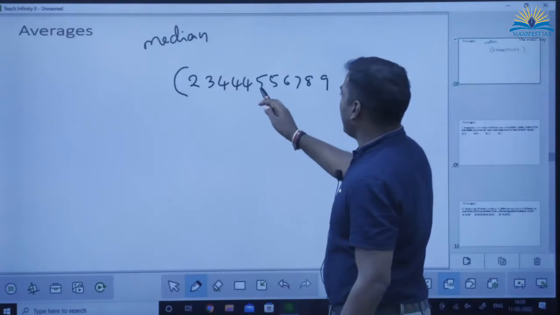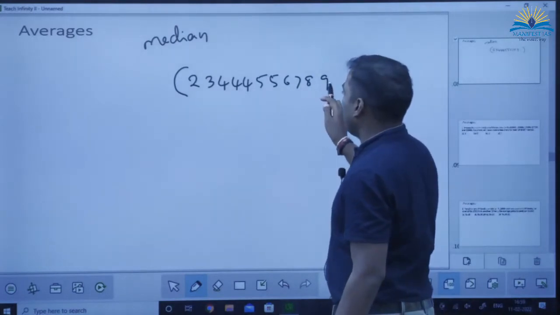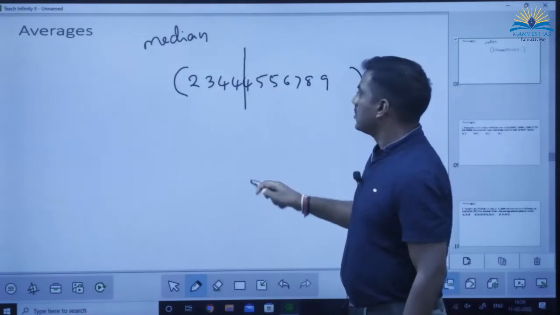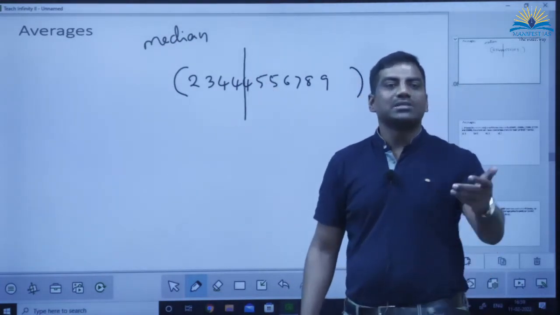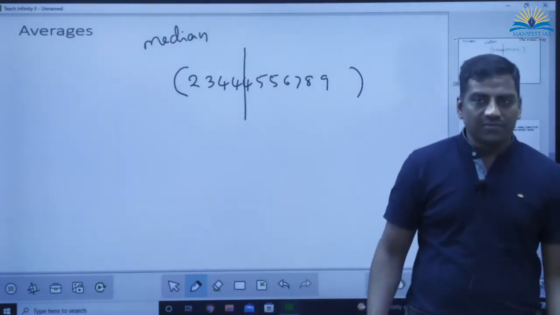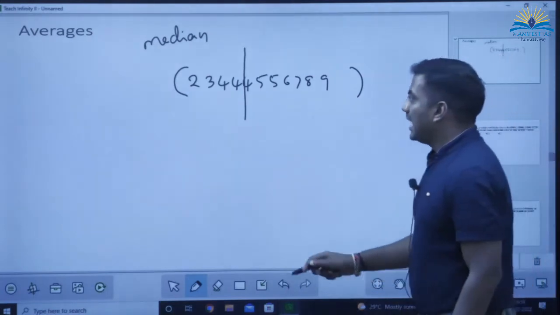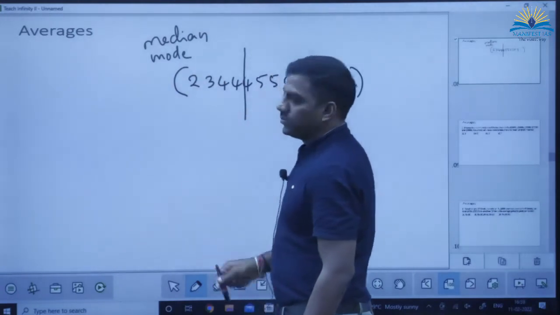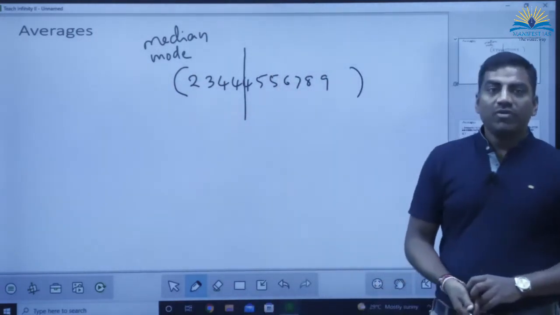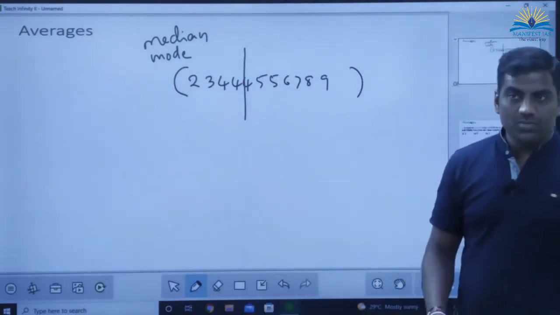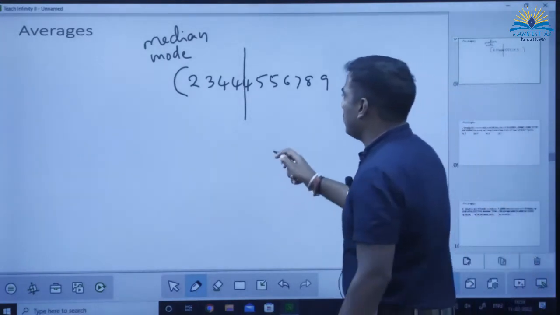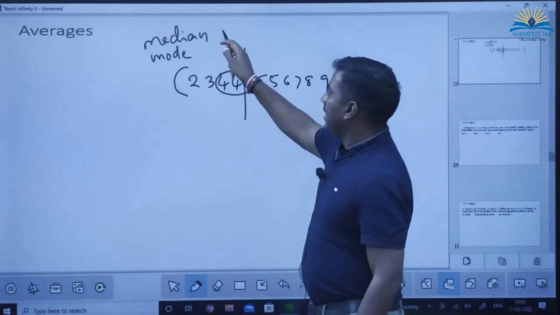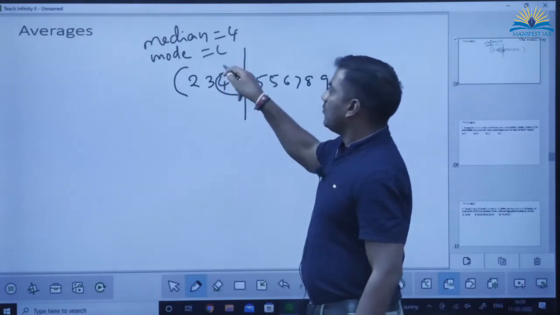So 1, 2, 3, 4, 5, 6, 7, 8, 9, 10, 11 are there. So what is the middlemost value? So 4 is the representative of that group. That is one way of dealing with it. Next is mode. Mode is the most recurring value. Most recurring is what? So median is 4, mode is 4.